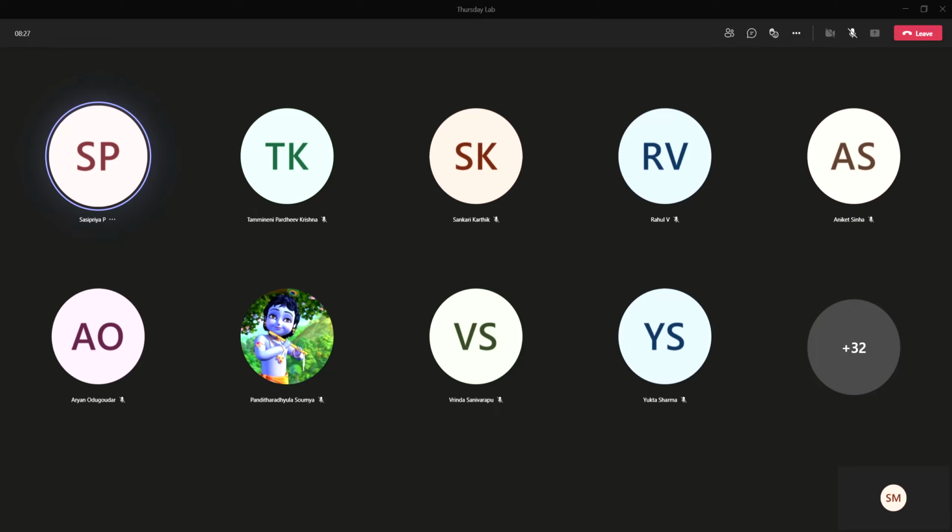Have you got the information, right? Can you please post the message if you have any WhatsApp group? Students are yet to join. Only 40 students have joined.